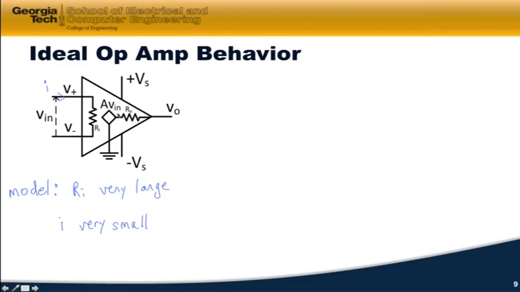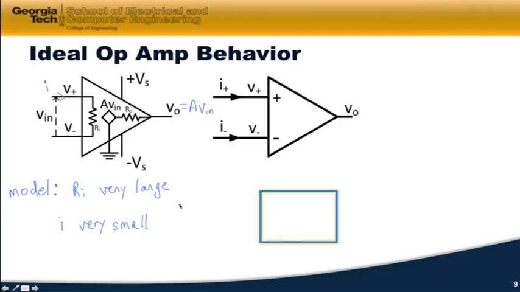And we have this dependent source right there. And that dependent source gives us the output, A times Vn, which we've already seen before, where A is some gain. Now this is a model for an op-amp. We want to come up with a simpler model. And this is what we're going to call the ideal model here.